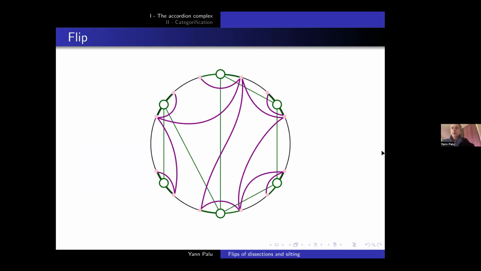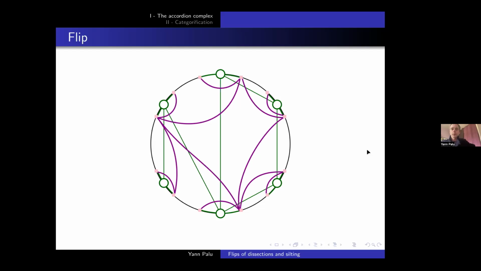Okay, so here's an example of a flip. This is an example of a maximal D dissection. It has 6 relevant accordions, and they are not crossing each other. And if we want to flip at this accordion, we have to slide along adjacent accordions to give this new accordion. Okay, so that was a very specific instance of a flip.